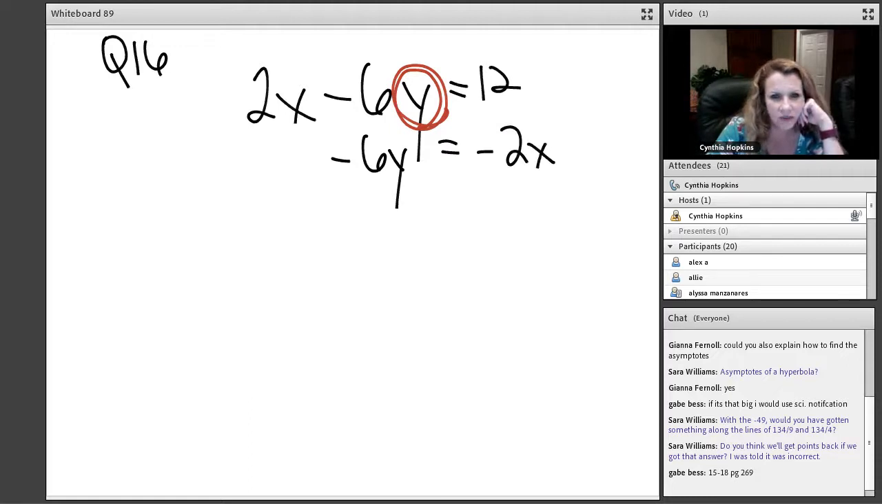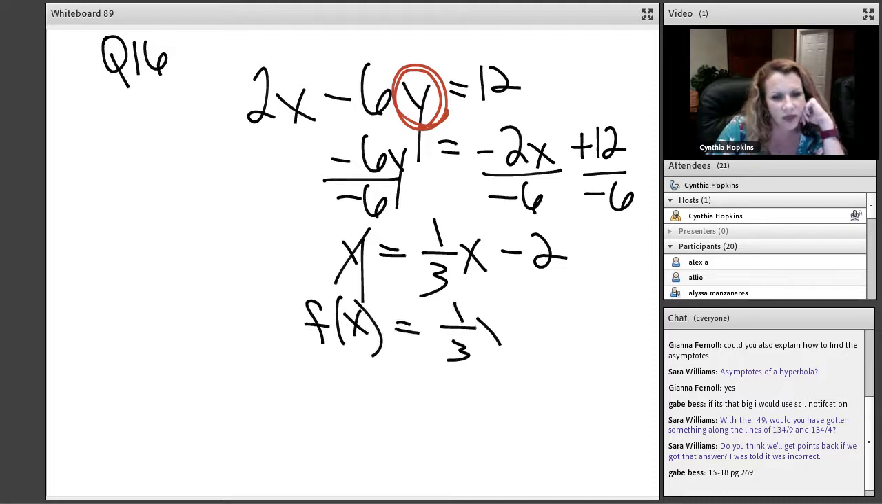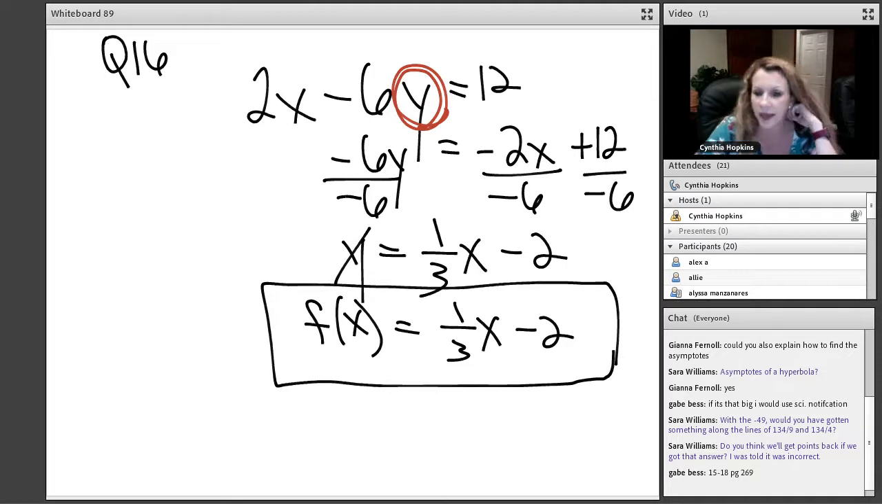Subtract 2x from both sides, and then I have my plus 12. So next step is to divide by negative 6, so I can get y all alone. So I get y equals positive 1/3 times x minus 2. However, they asked us to write an expression for f of x, and f of x is another name for y. So my answer is f of x equals 1/3 x minus 2. And there you go.